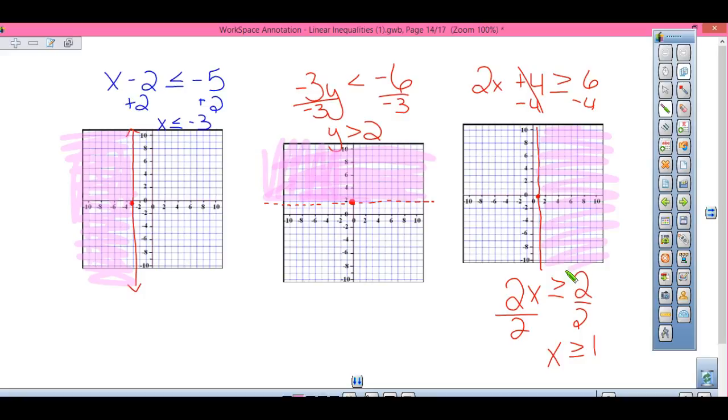No, because this time it was x. So it depends on what letter we use. This time it was y greater than 2 on this problem, but on this problem we used an x, not a y. Okay. No, remember that it's opposite your axis. Okay?